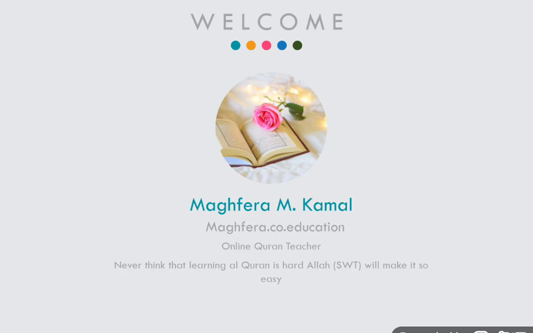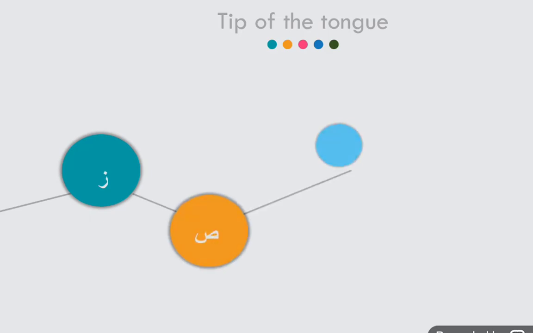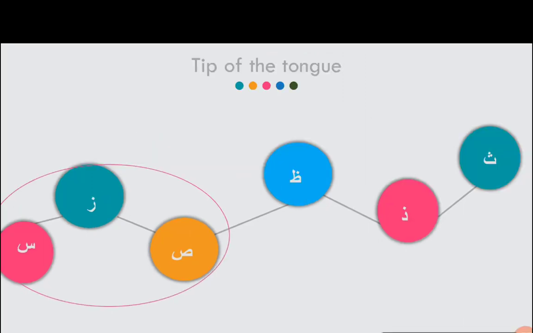And today inshallah we are going to continue the course that we already started, and we are going to continue a new articulation point. We started the tip of the tongue and we knew that lots of letters are articulated. Today inshallah we're going to know what are the letters that are produced from the tip of the tongue, especially Sin, Zay and Sad.